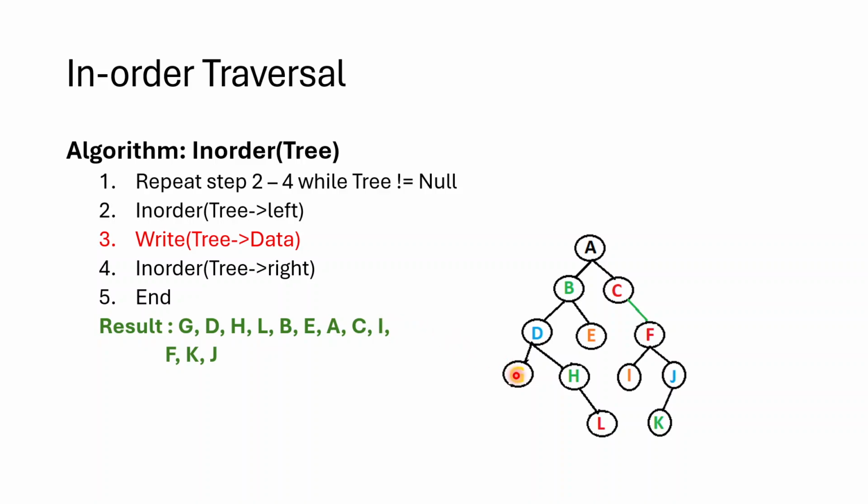So when the null comes, the left of G is null, the right of G is null. So until the left of G is null, it will keep on calling the same function. So once the left of G is null, that means there is no left child. I can go for the root. So I will write the tree of data. Then I'll go for the right side of the node, null. So then once the left child of D is completed, I'll go to the root, D. And then I'll go for the right side of the root. So by calling the same function again and again, we can perform the in-order traversal.